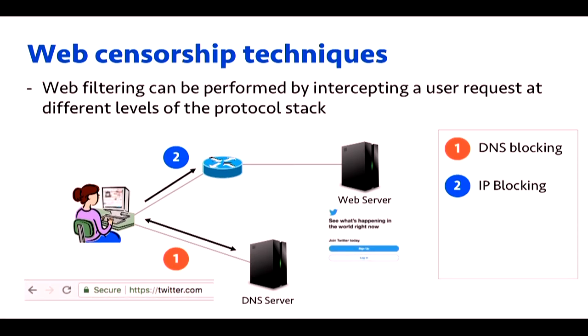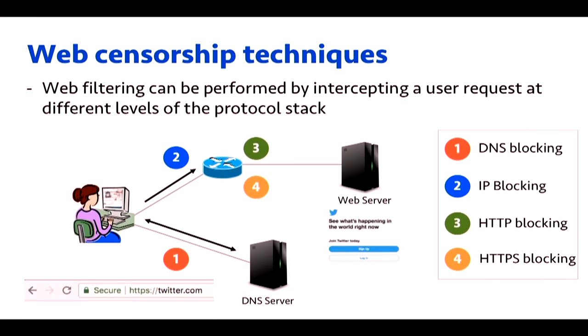A censor can also match the destination IP address against a blacklist of IP addresses and drop packets or reset the connection, which is known as IP blocking. When a client makes an attempt for an HTTP connection, the censor can intercept the GET request and look at the host field or the resource path to drop the connection, reset the connection, or redirect to a block page.